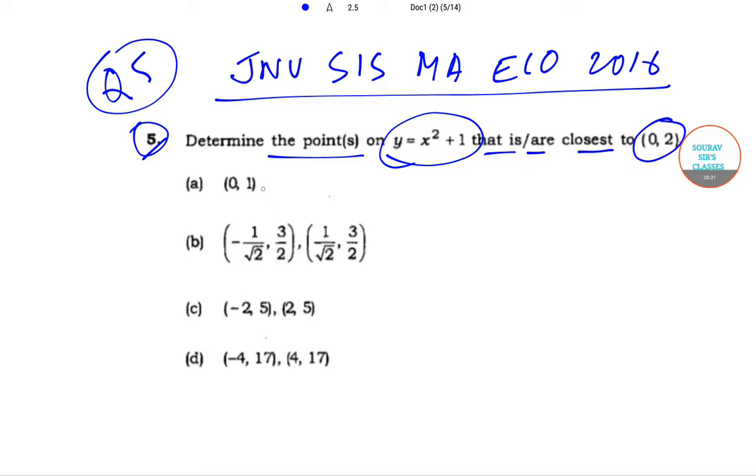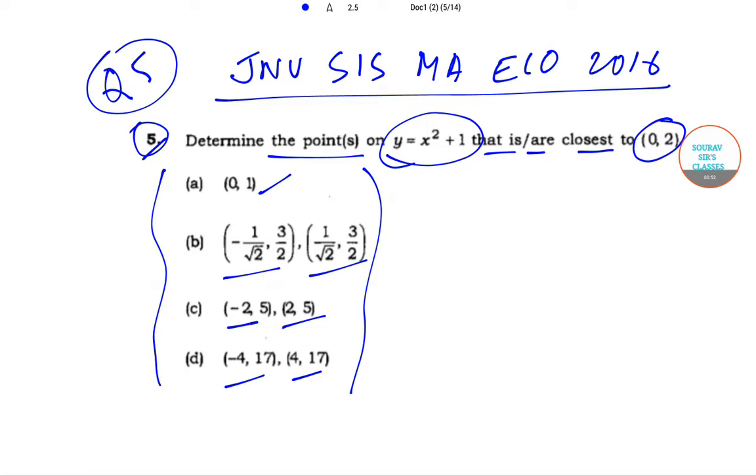The options are: option A, (0, 1); option B is (-1/√2, 3/2) and (1/√2, 3/2), so these are the two points; option C is (-2, 5) and (2, 5); and option D is (-4, 17) and (4, 17). So these are the four options.